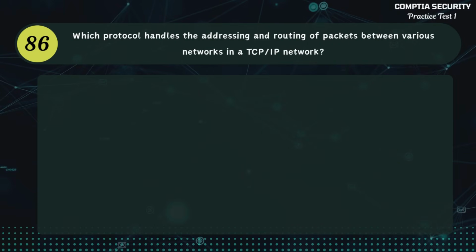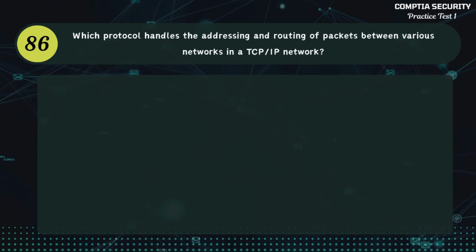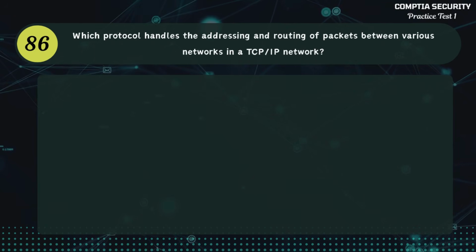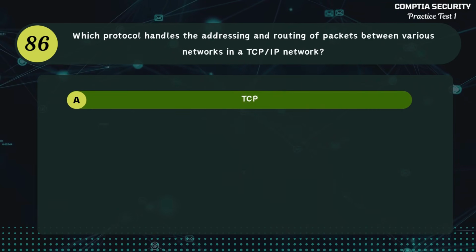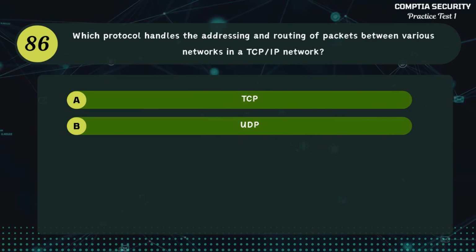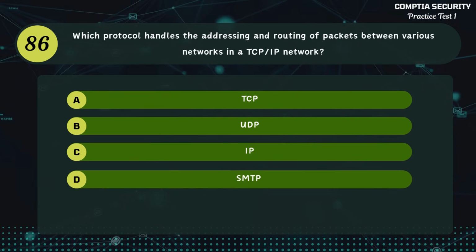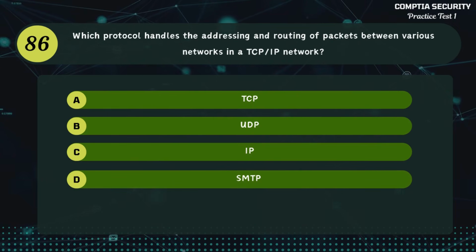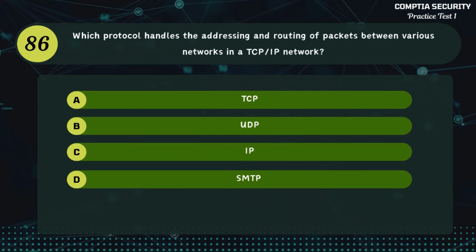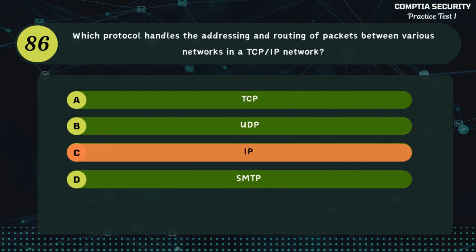Question 86. Which protocol handles the addressing and routing of packets between various networks in a TCP/IP network? A. TCP. B. UDP. C. IP. D. SMTP. Correct answer C. IP.